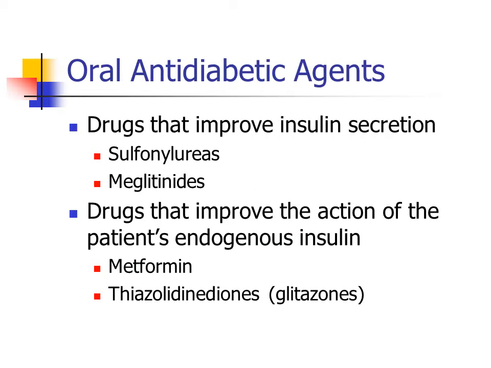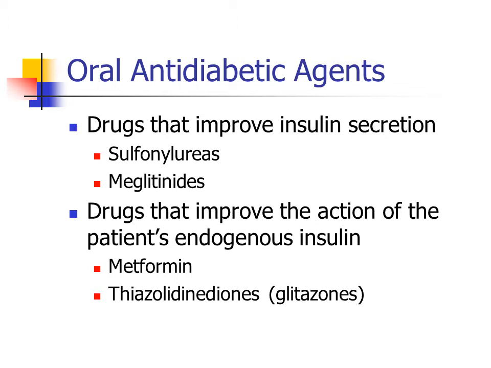In order to help keep things understandable and organized in a way that you can group drugs together, we are going to classify these agents by how they work. So we'll start off by talking about drugs that improve insulin secretion, and in that class of agents we have the sulfonylureas and the meglitinides. And we'll also talk about drugs that improve the action of the patient's own endogenous insulin. And agents that do this include metformin and the thiazolidinediones, or sometimes called the glitazones or TZDs.